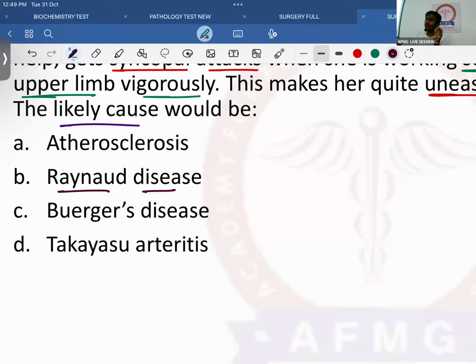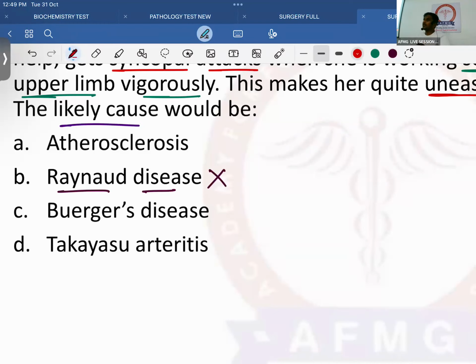And that is the reason it is going to show us color changes. What is the sequence of color changes? White, blue, red. No problem in this. Important is, is there any mention of color changes here? No. And definitely we know it cannot affect the carotid vessel, so that there will be decreased blood supply to the brain. So obviously Raynaud's disease is not a diagnosis over here.